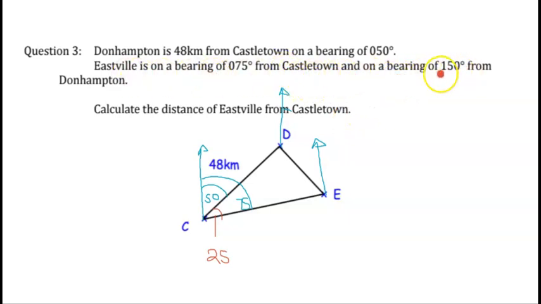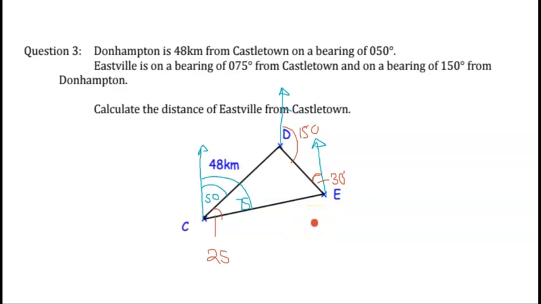Then we got East Villa is 150 from Donhampton. So from Donhampton, this angle is 150. If this angle is 150, that angle and this angle should both add up to 180. So that angle is going to be 30 degrees. The opposite angles should add up to 130.